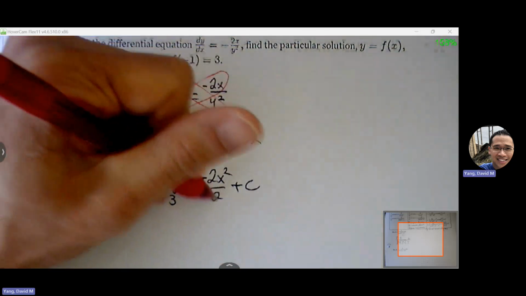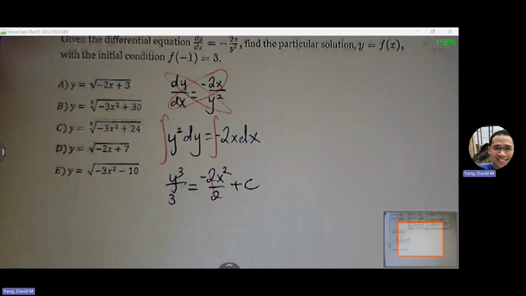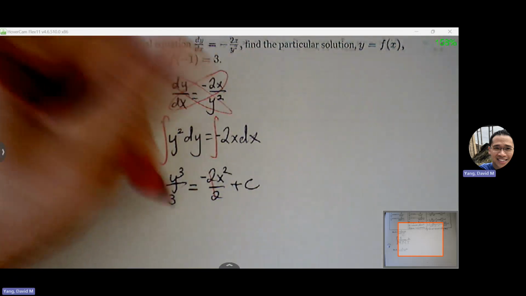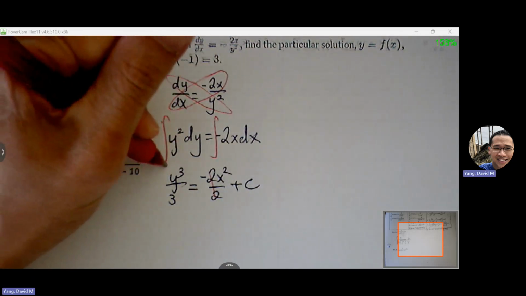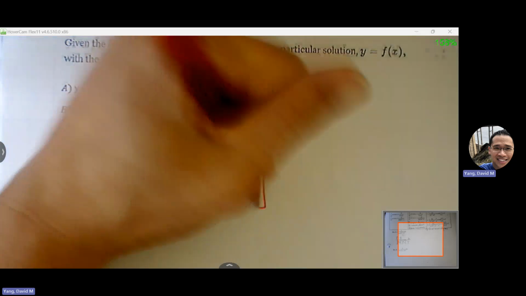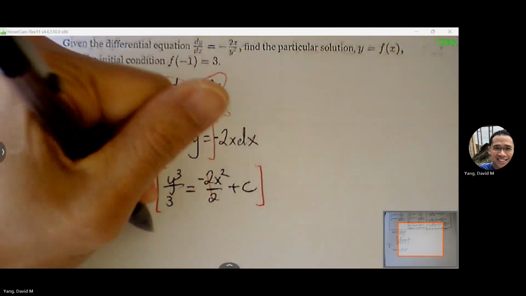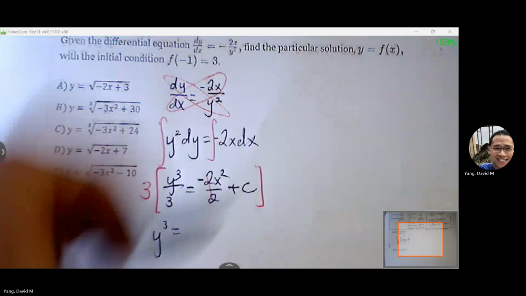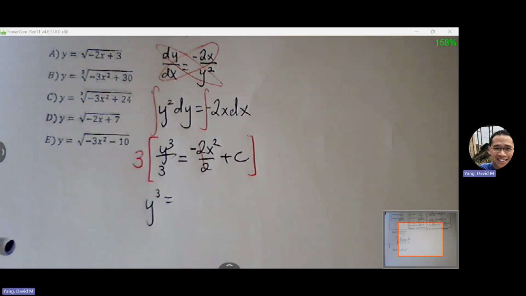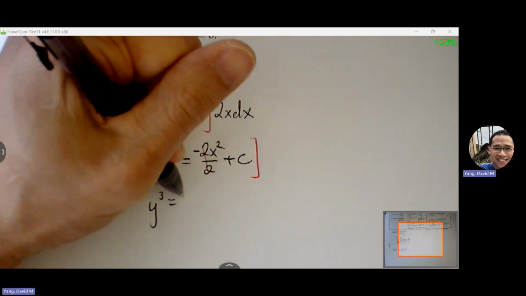As soon as I take my antiderivative, I'm looking to see, is there something easy that I can clean up on the left side? So the easy thing for me to do is to just multiply by 3. The -2 and 2 cancels out. I can distribute that 3 through.